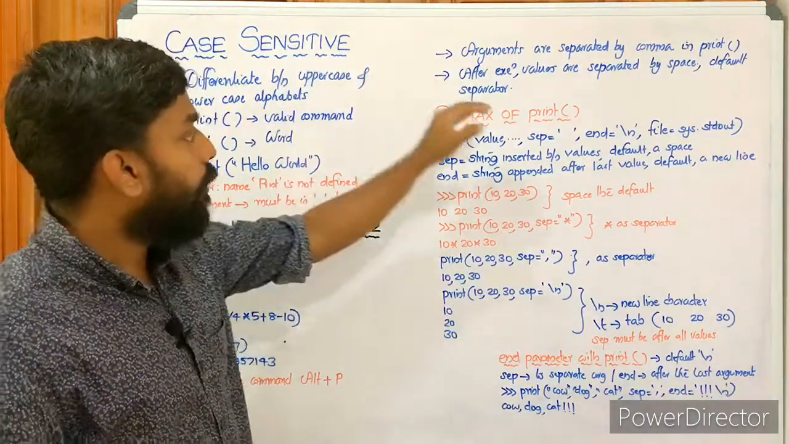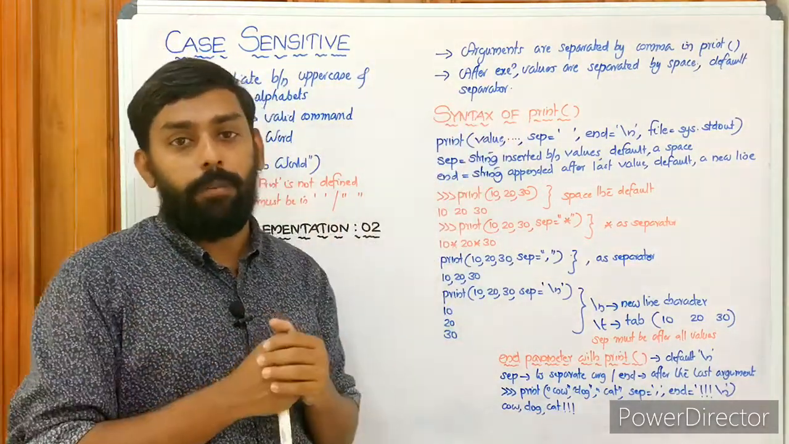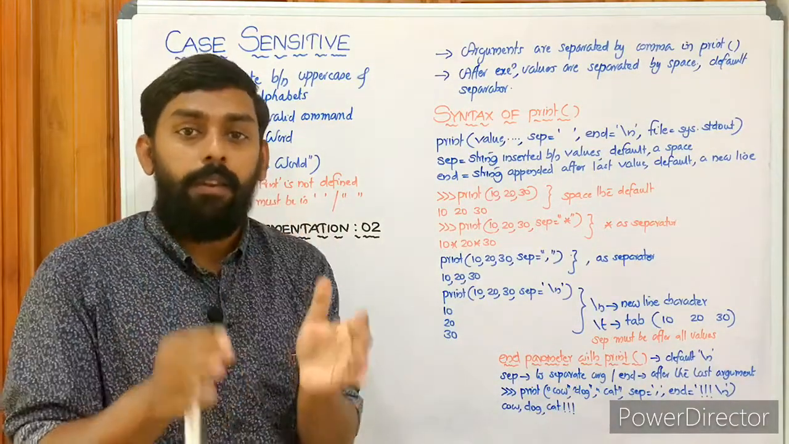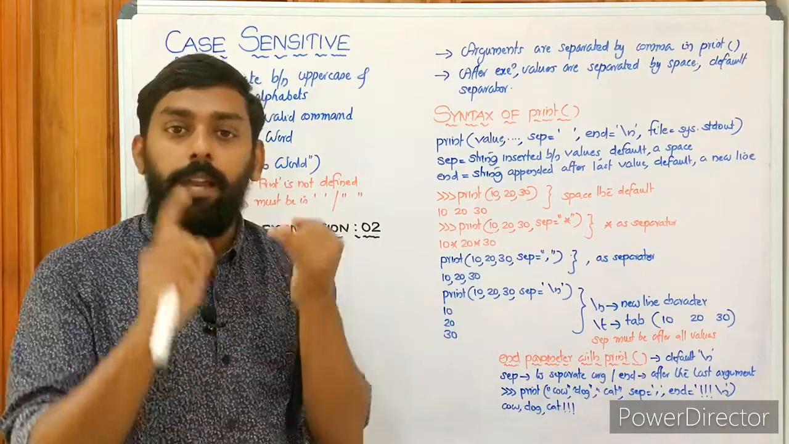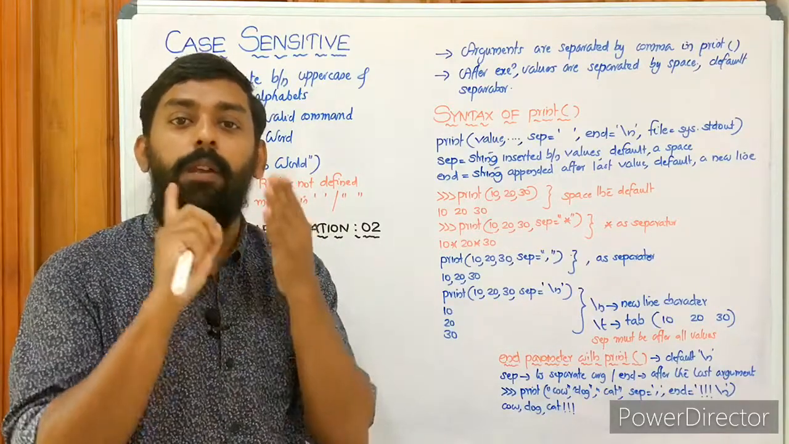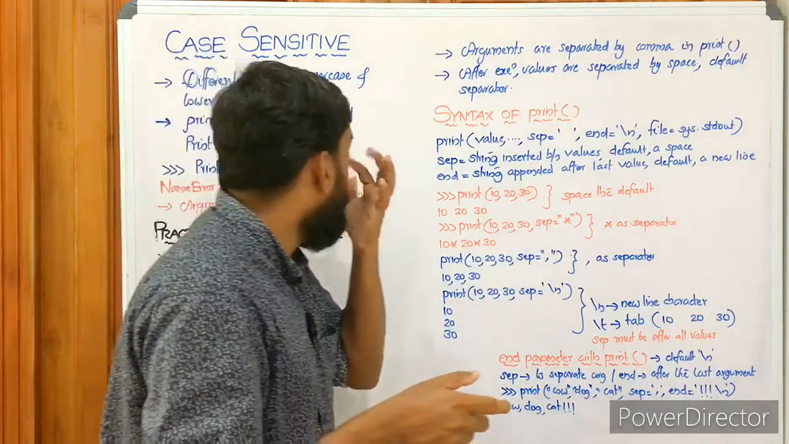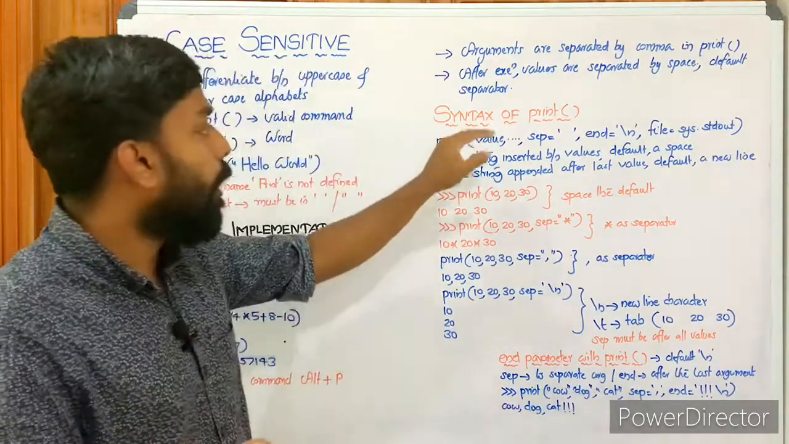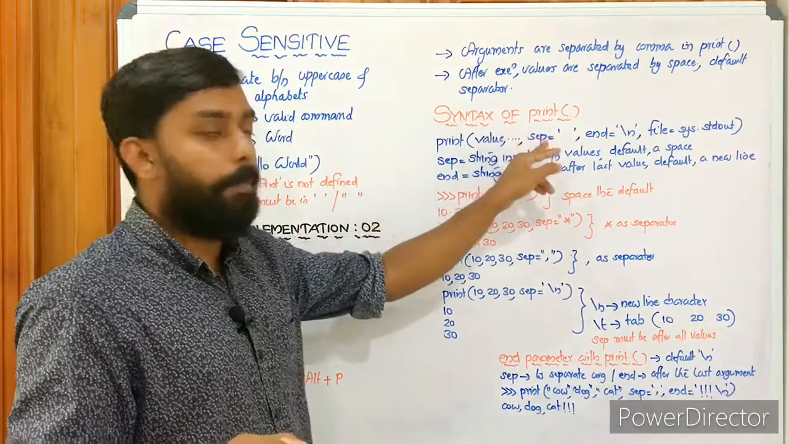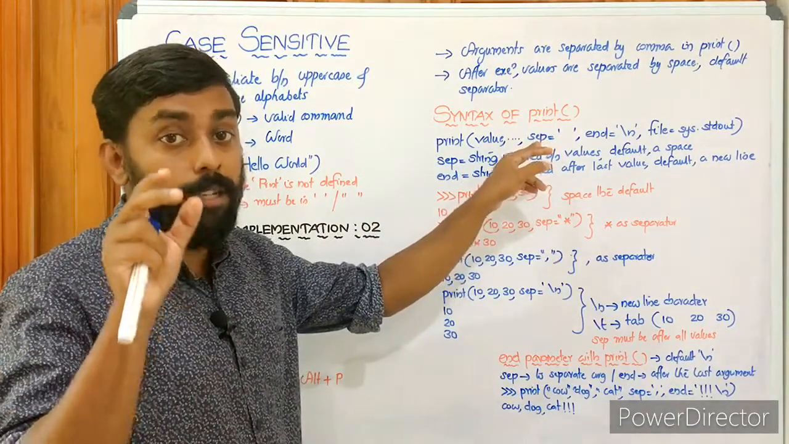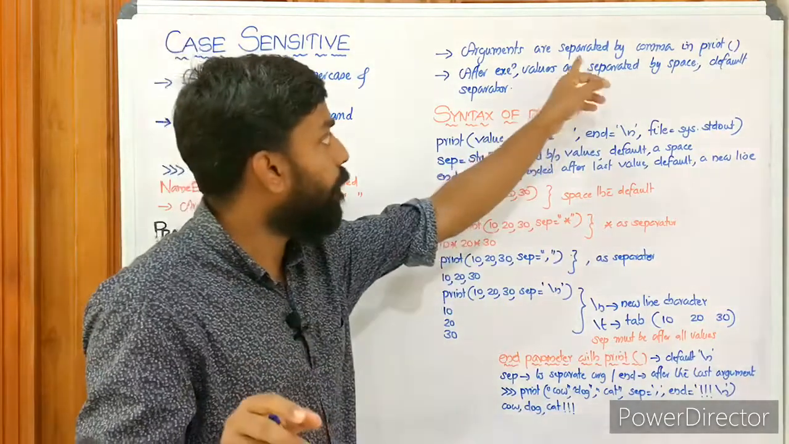Then we are looking at the syntax of the print function. Print is a standard function in Python used to print something. It can be used for printing integer values, character values, floating point values, any kind of value or data type. So here is the syntax of the print function. Print value, comma, sep. Sep stands for separator. That's the default, right?